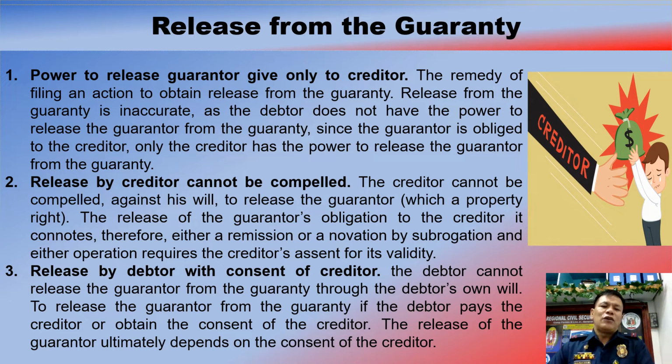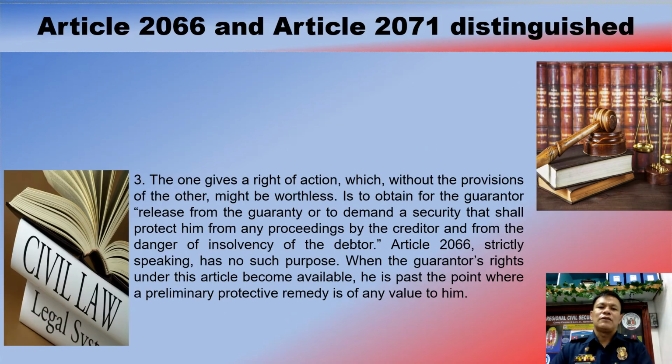Release by debtor with consent of creditor. The debtor cannot release the guarantor from the guarantee through the debtor's own will. The debtor may be able to release the guarantor from the guarantee if the debtor pays the creditor or obtains the consent of the creditor. The release of the guarantor ultimately depends on the consent of the creditor.